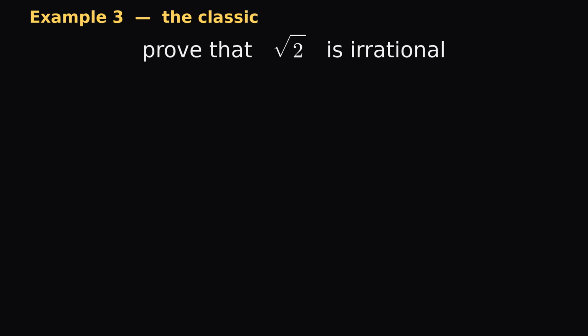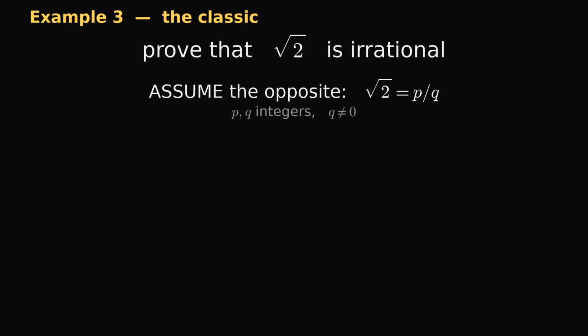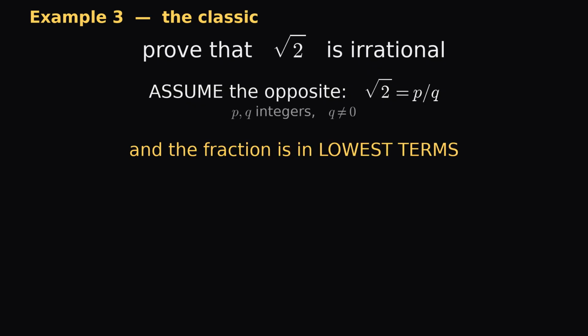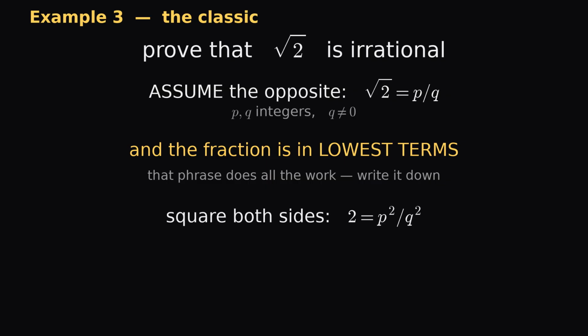Example 3, the classic, and the one that gets examined. Prove that root 2 is irrational. Assume the opposite. Root 2 is rational. So root 2 equals p over q, where p and q are integers, q is not 0, and the fraction is in its lowest terms. That last phrase is doing all the work in this proof, so write it down. Now square both sides. 2 equals p squared over q squared. So p squared equals 2q squared, which means p squared is even.